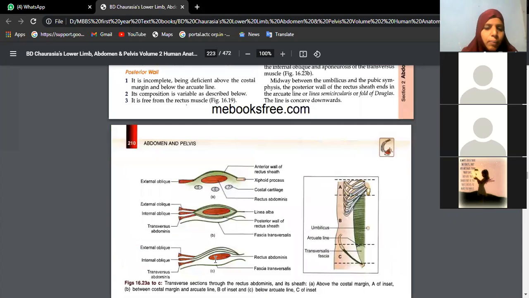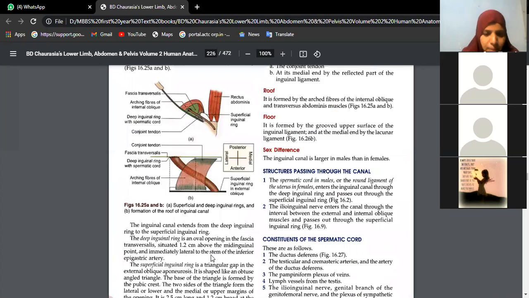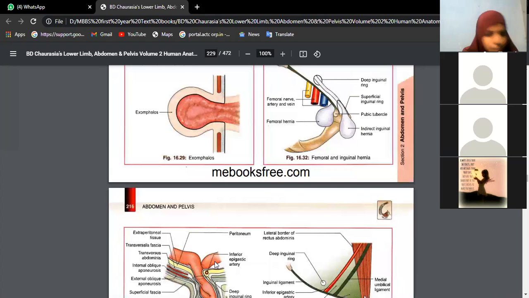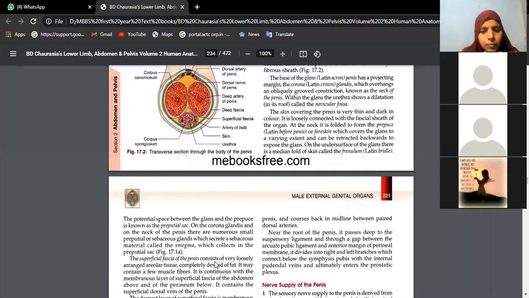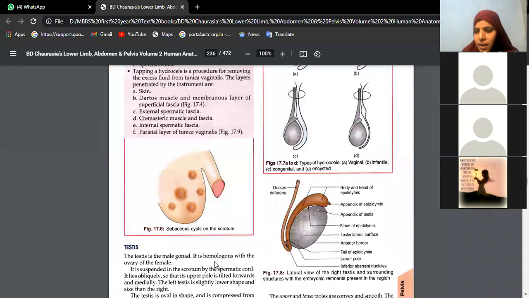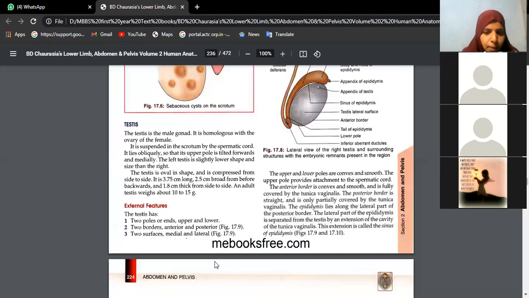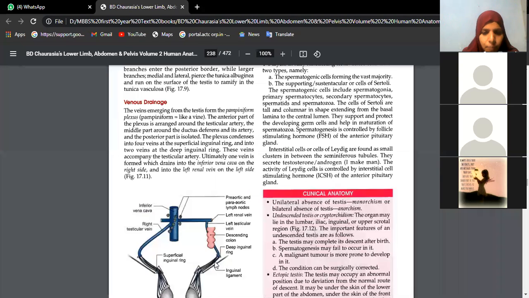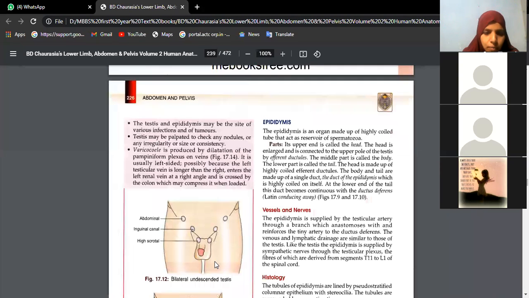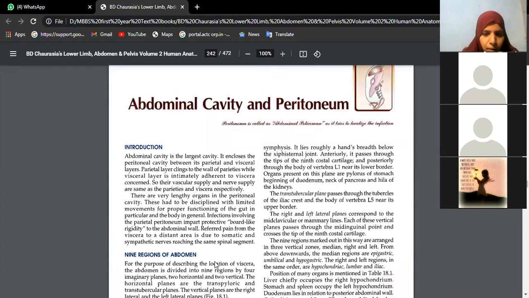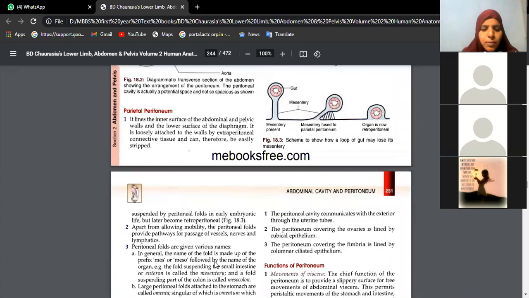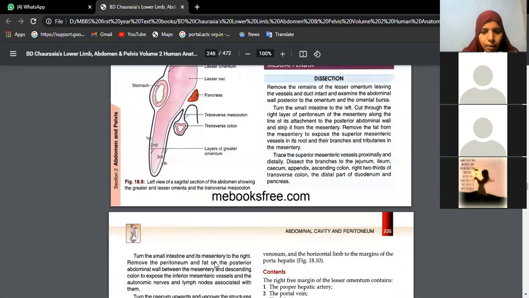In the aortic opening, do you find any other structure passing? Do you remember? Thoracic duct. Excellent, Ritika. Thoracic duct and one more structure passes, no? Azygos system of veins. Okay.